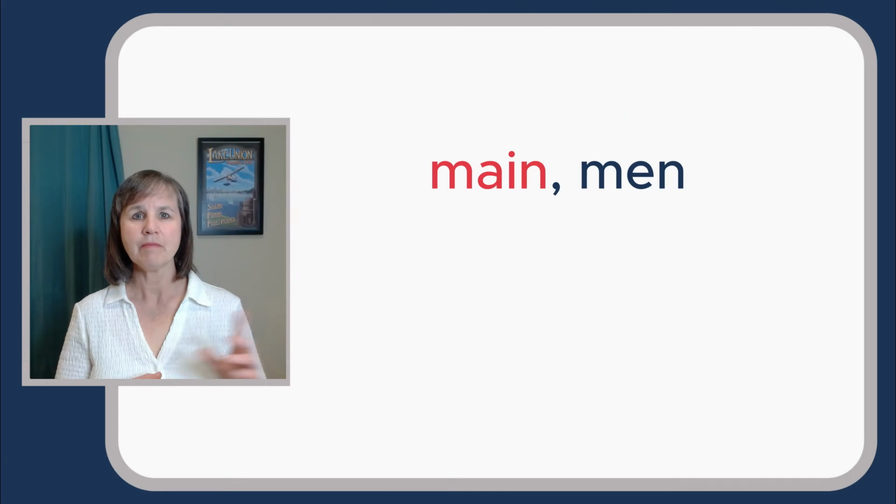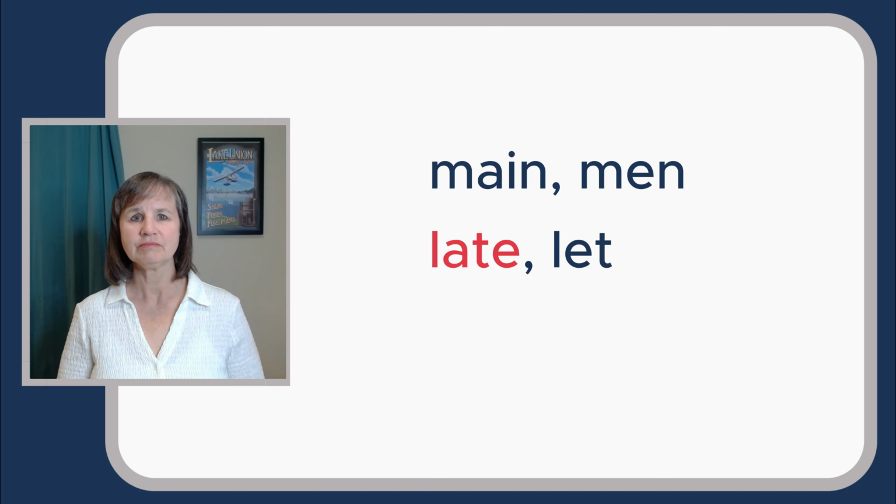Remember, the long vowel usually sounds like the name of the letter, and then the short vowel sounds like something completely different. So long A sounds like A, short E sounds like eh. Let's look at main and men. The long A in main has movement, it's not flat, and it's composed of two sounds, an eh and an E. The short E in men is short and flat, and it only has one single eh sound. Main, men. Late, let. Wait, wet.